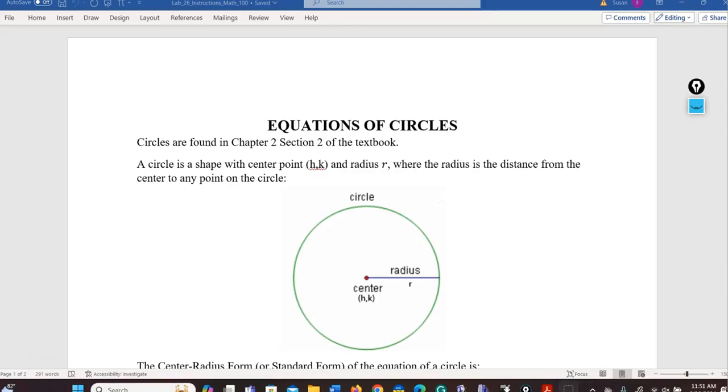This video is going to be about circles. We're going to learn about equations of circles and how to write them. This is found in Chapter 2, Section 2 of the textbook. We should all be familiar with what a circle is.